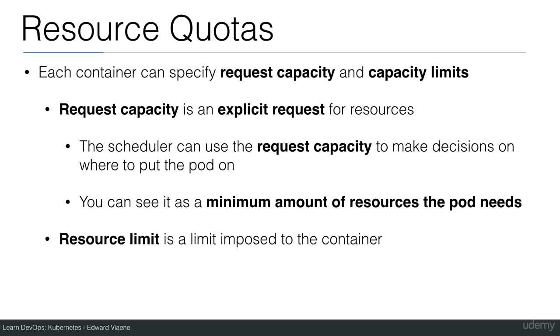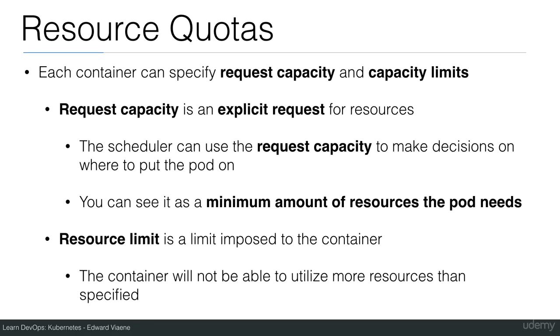Resource limit is a limit imposed on the container. The container will not be able to utilize more resources than specified. So this is really a limit, whereas capacity is some kind of minimum amount that Kubernetes can then use to schedule your pod accordingly. Also, request capacity is used by mechanisms like the pod autoscaler, which I explained earlier.